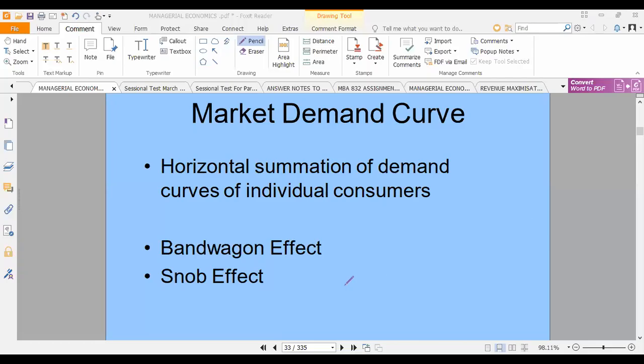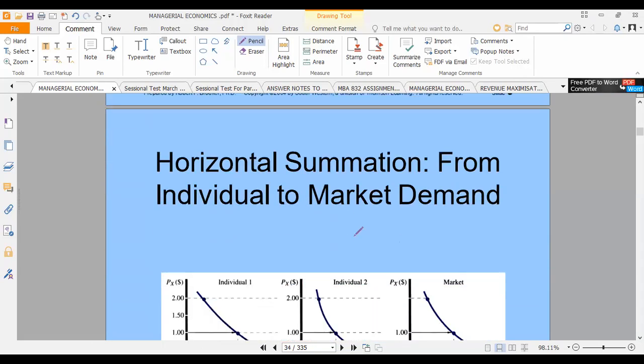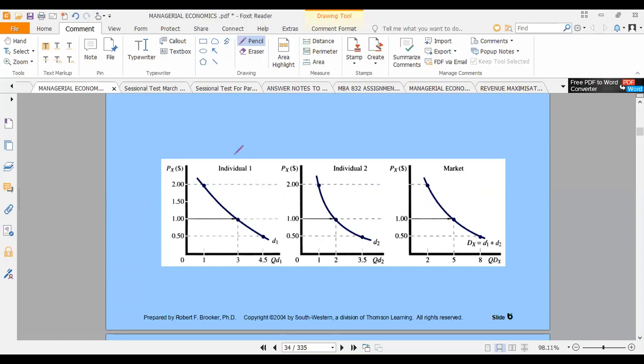Welcome to yet another session in managerial economics where we're going to look at how the market demand curve is derived. We use what we call the horizontal summation of individual consumers' demand. So your demand and my demand collectively will make up the market. So we have an individual A and an individual B. This is my demand and this is your demand.